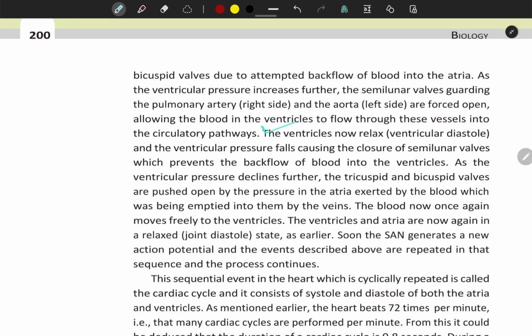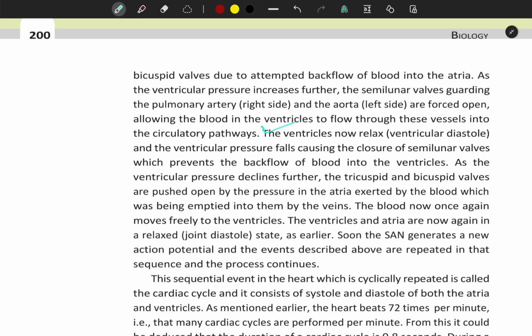The ventricles now relax, that is ventricular diastole, and the ventricular pressure falls, causing the closure of semilunar valves, which prevents the backflow of blood into the ventricles. As the ventricular pressure declines further, the tricuspid and bicuspid valves are pushed open by the pressure in the atria exerted by the blood which was being emptied into them by the veins. The blood now once again moves freely to the ventricles. The ventricles and atria are now again in a relaxed, that is joint diastole state as earlier.